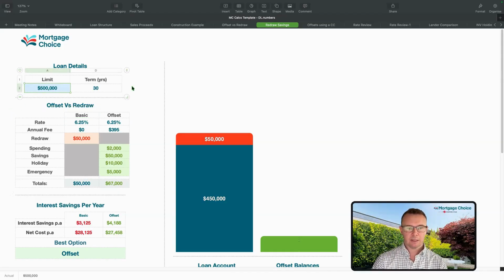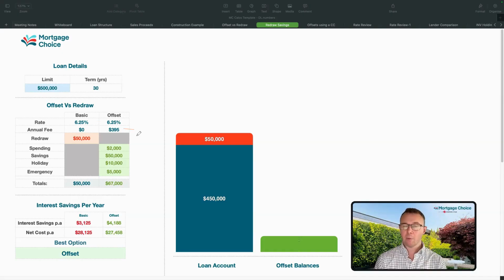But if we look at this with the same example of $500,000 and a loan term of 30 years like we had before, same interest rate, we just add an offset account fee. Are we actually saving money or not? I've placed the same $50,000 in either Redraw or an offset account, but because I'm able to tie in multiple offset accounts, I'm not just saving interest on $50,000 in Redraw, I'm now saving on $67,000 across all of my accounts, which of course is going to save me more money, more interest.